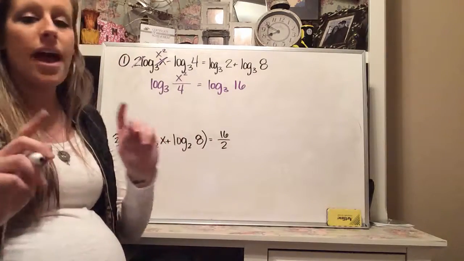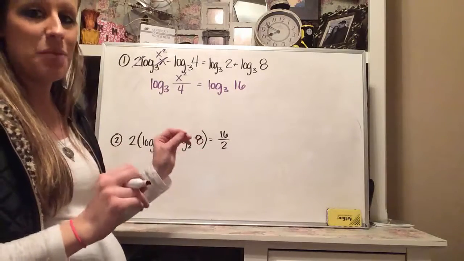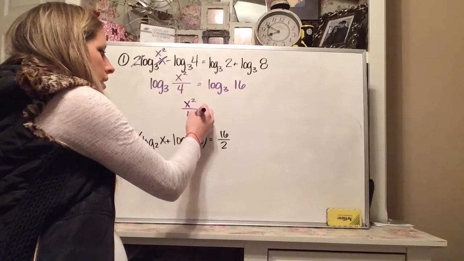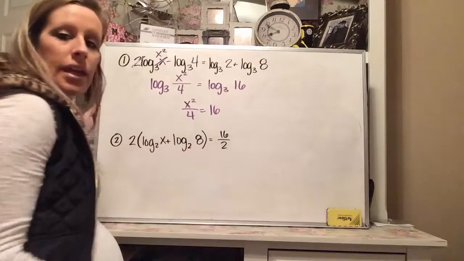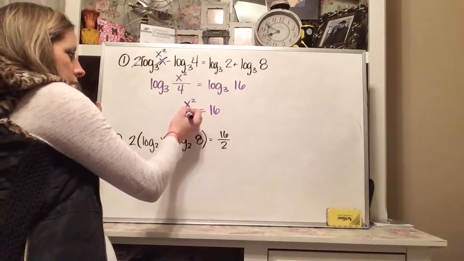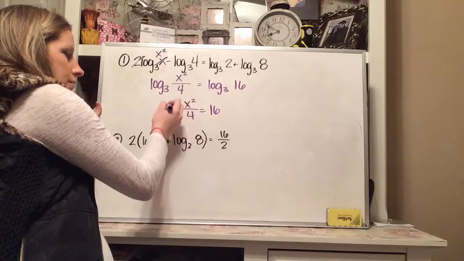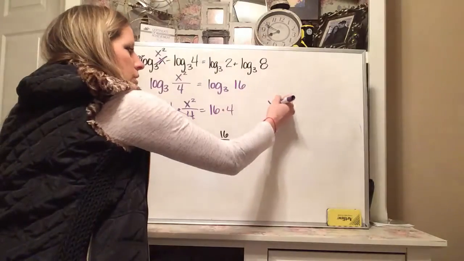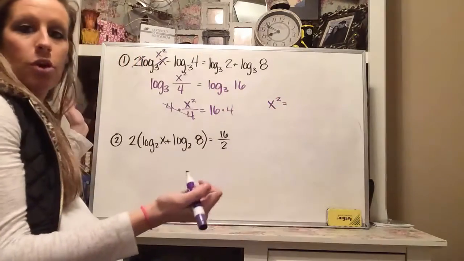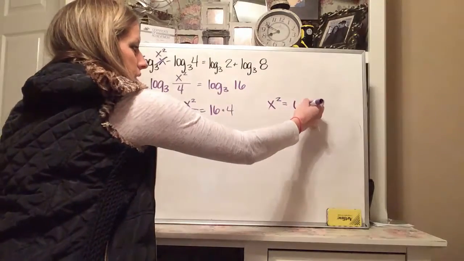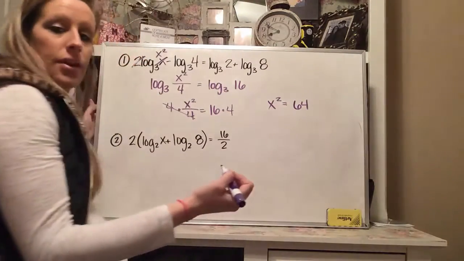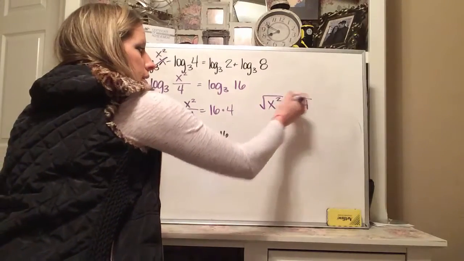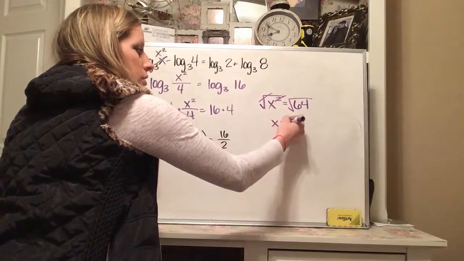Okay, now that I have the logs the same on both sides, I can set them equal to each other. So x squared over 4 equals 16. And now I can solve for x. Okay, the opposite of dividing by 4 is multiplying by 4. So 16 times 4, if you don't know, punch it in your calculator, gives you 64. To get rid of the squared, the opposite of squaring something is square rooting it. Okay, so x equals 8.